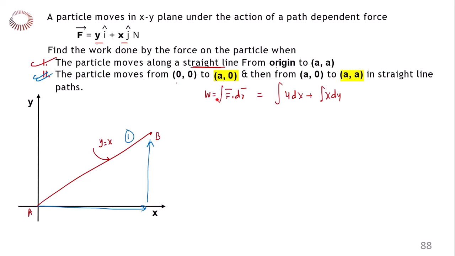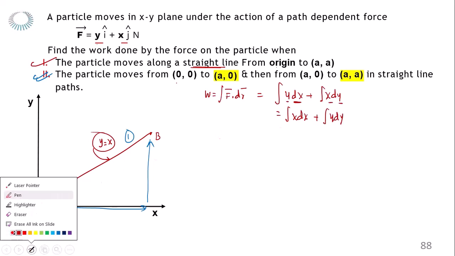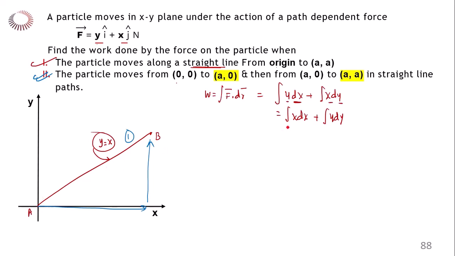Again I cannot do the integration. Why? Because with x the y variable is coming, and with y the x variable is coming. So I have to replace it. For that replacement the equation of the path is given: y equals x. So initially x dx plus, this can be written, y dy. Now I can put the integration limit. The x is changing from 0 to a and y is also changing from 0 to a. So the first part is a square by 2. The next part is also a square by 2.